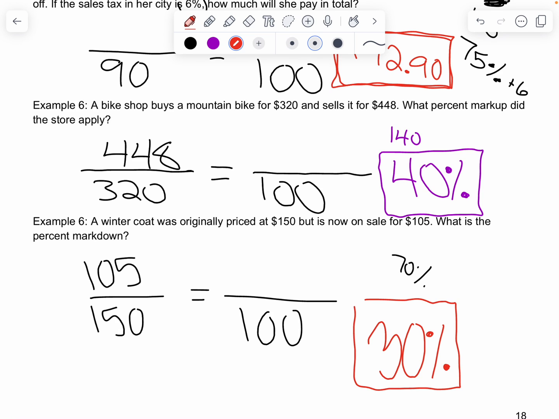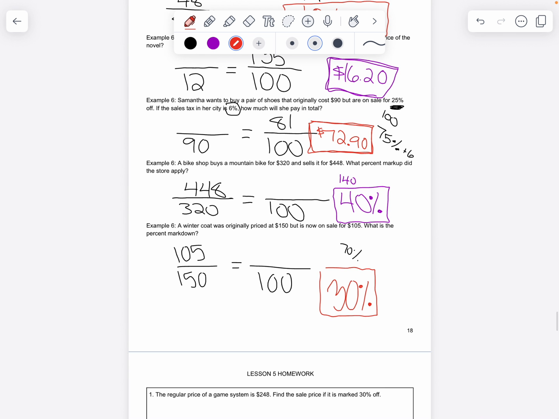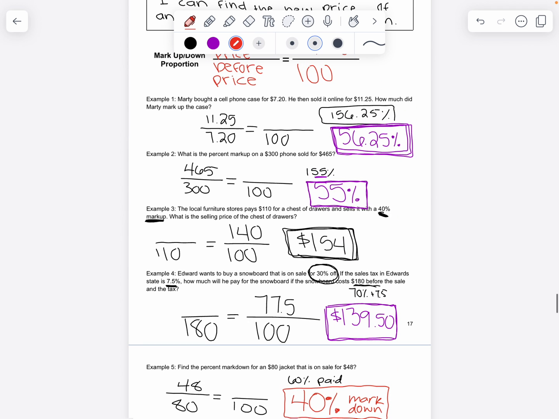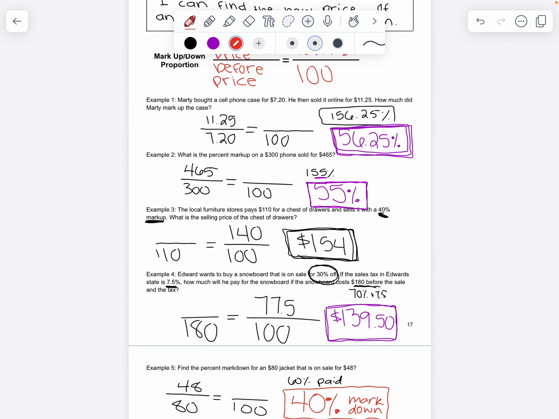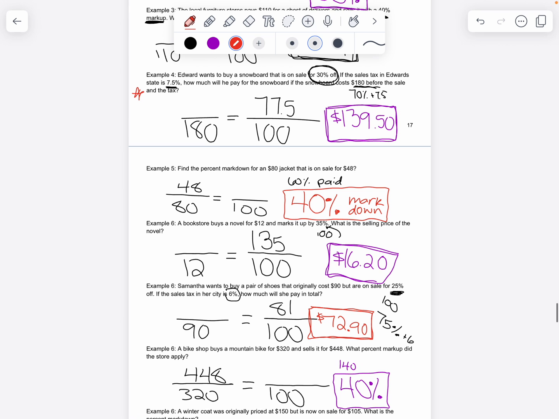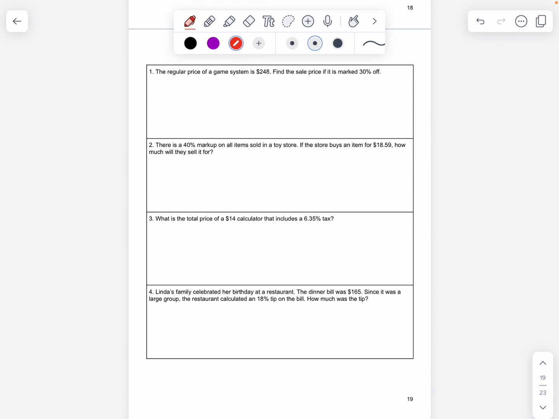Now you're going to go through and do your practice problems. There are 7 practice problems. They are very similar to these example problems. So if you go to your practice problems and want to find the problem that's similar, like this one said, find the sale price if it's 30% off. That is very similar to 30% off, like number 4 and number 6. So if you need help with number 1, look at number 4 and number 6.